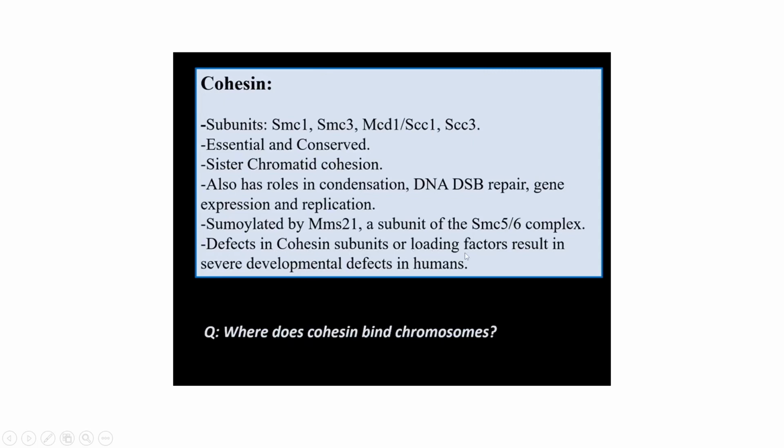Defects in the cohesin subunits result in several developmental defects in humans. If you have defects in cohesin, then the two sister chromatids will not remain attached to each other, and in that case you will have improper segregation of the chromosomes, because the sister chromatids will not bind with each other. In that condition you will get abnormalities during the division process.